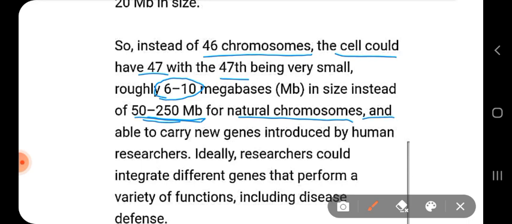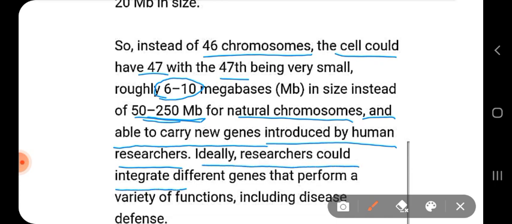And these human artificial chromosomes will carry new genes introduced by the human researchers. Ideally, researchers could integrate different genes that perform a variety of functions, including disease defense. So, suppose a certain genetic disorder occurs in particular human beings. By using this human artificial chromosome, we can introduce and express that normal gene so that the dysfunction can be eliminated.